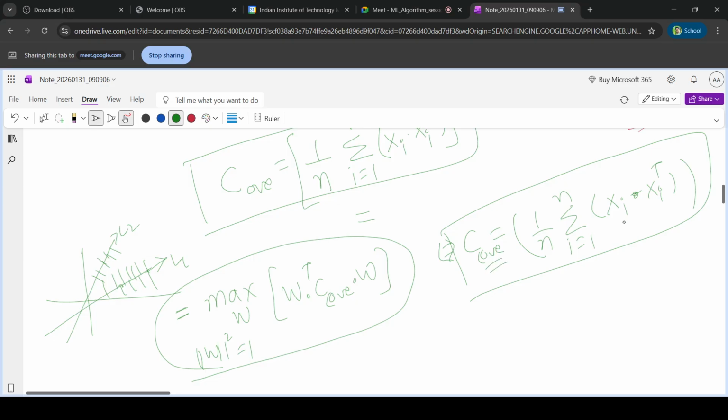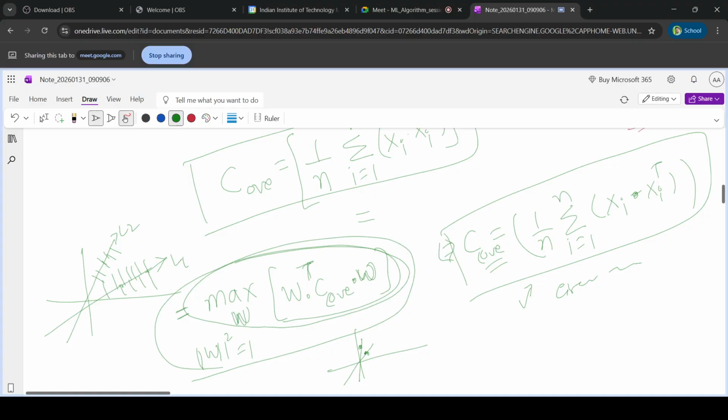You have to figure out the covariance matrix, calculate it, then its eigenvalue and eigenvector. You have to figure out the W which gives you the maximum of this value, W transpose C into W. So this is the equation. W means the direction, this direction or that direction, that gives the maximum of this.